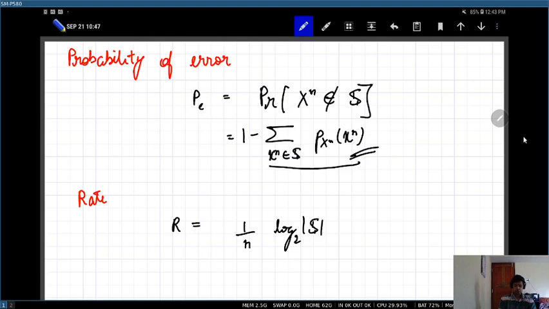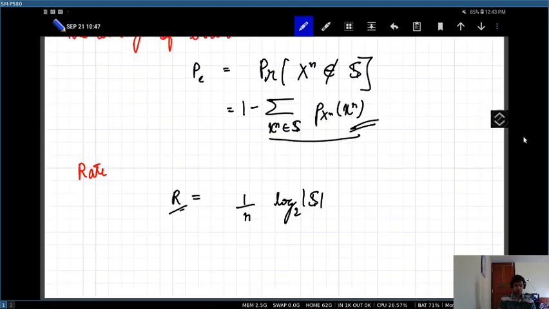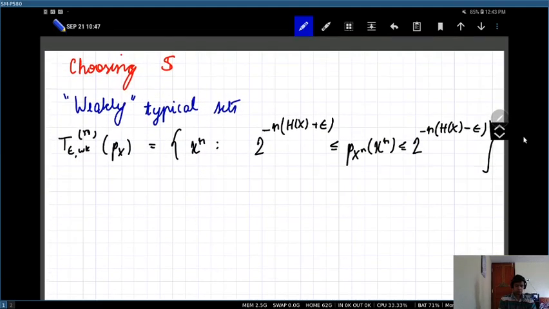Again, when I mean that we don't know how to analyze it perfectly, we don't have a good handle on the rate R. So we want to get a closed form expression for R. So how do we choose S? Now typically, to get a bound on the rate, we'll choose certain specific S, right?